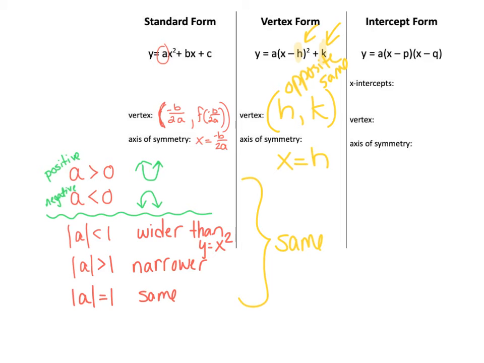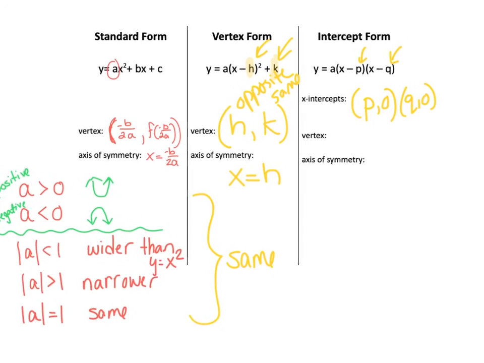Intercept form, this is when your function is already factored. So intercept form gives you your 2 intercepts. So it's this value, and again, it's always opposite of what you see, is going to be where it crosses the x-axis. So p, 0, and then this value q, 0 is your other one. The vertex.